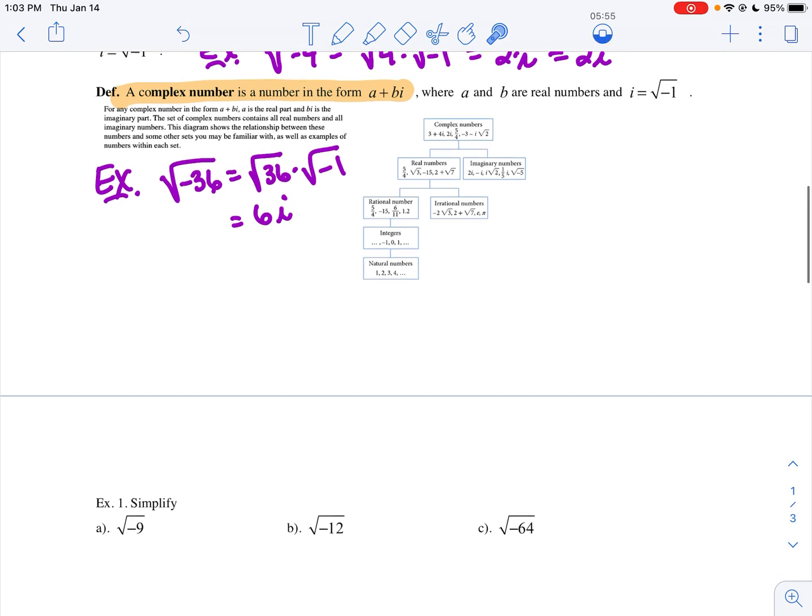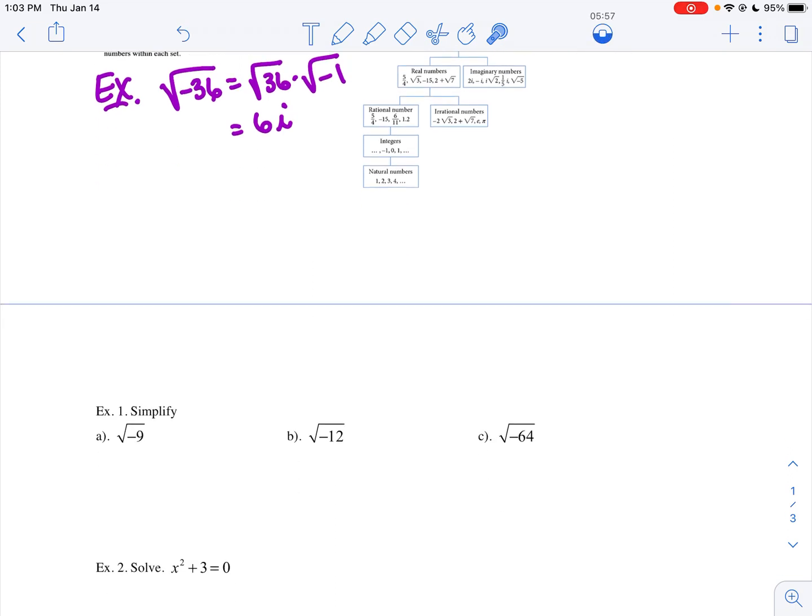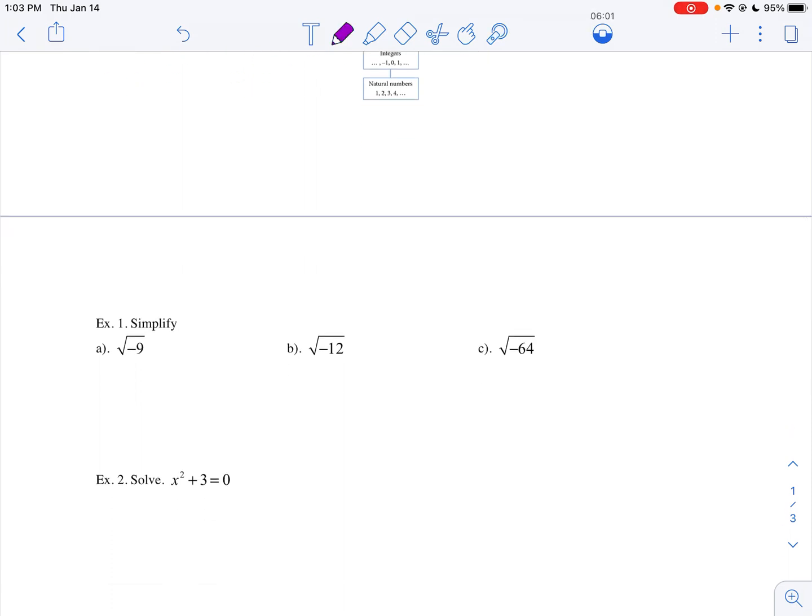Okay, so let's do example 1. If I want to simplify the square root of negative 9, watch what we're going to do. You're going to make this the square root of 9 times the square root of negative 1. Well, what is the square root of 9? It's 3. Well, what is the square root of negative 1? It's i. So that's 3i.